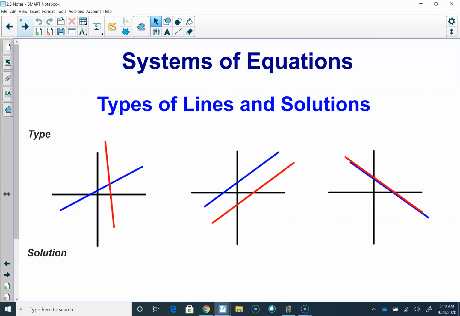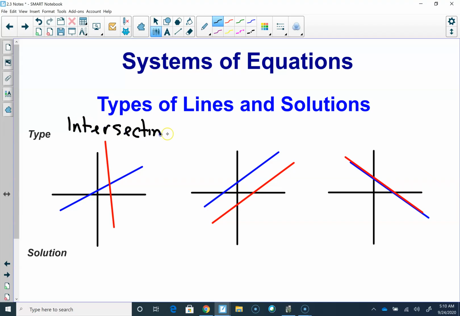So types of lines and solutions. These types of lines are called intersecting lines. Nothing new, I hope. And the solution is an ordered pair wherever they intersect. That is a point. This point here works on the blue equation and the red equation. So it's a solution for both.